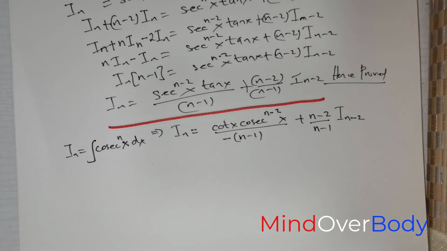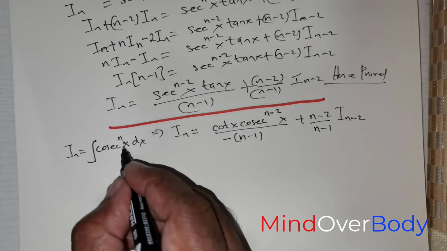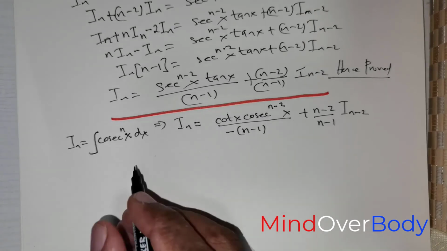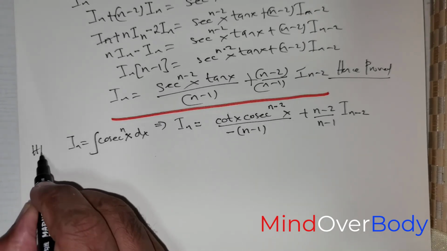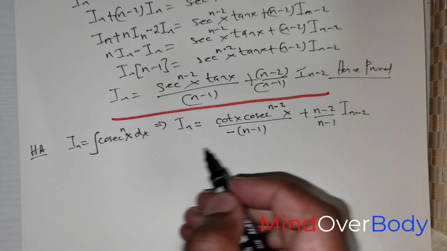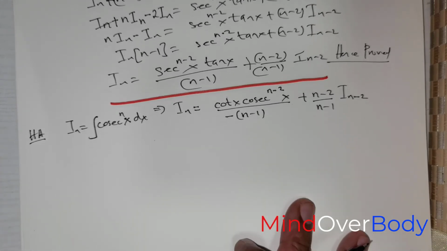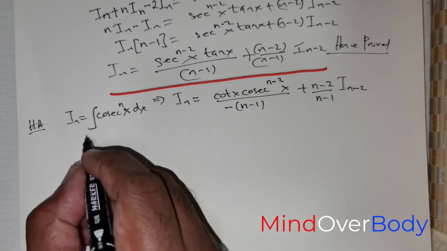So this is a beautiful reduction formula for cosecant raised to the power of n x dx. Students, I would like to give this as a home assignment for you all to try and get the proof. So now we will move on to the next beautiful question.